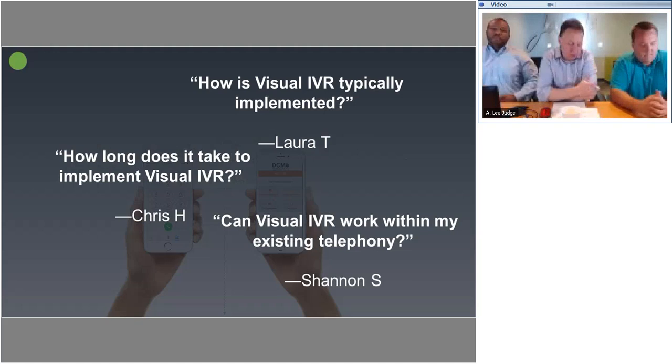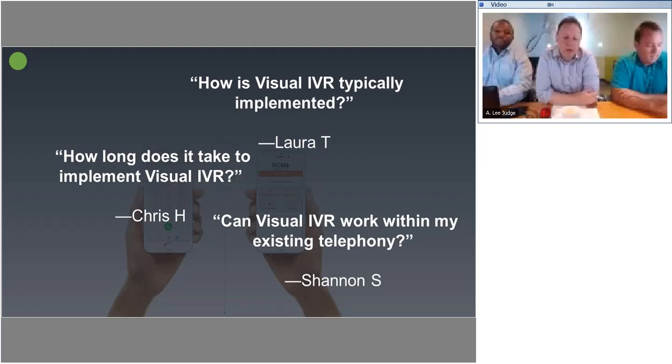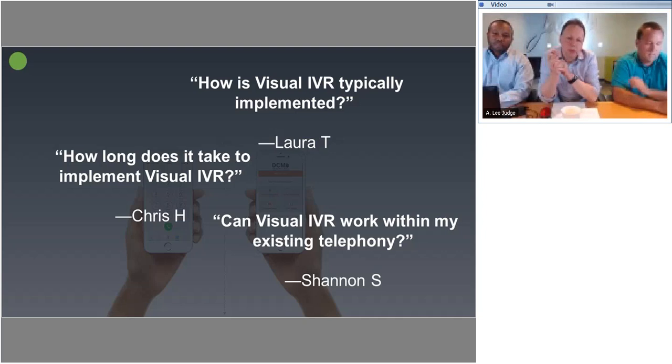The question is really regarding implementation of Visual IVR, whether it works with your existing telephony system, how long does it take, how is it typically implemented? A couple of broad questions there, but let me take a shot at that. First, I think as Dylan alluded to in the previous one, Visual IVR absolutely works with your existing telephony system, your CTI, your IVR. We don't anticipate coming in and replacing. It's not a rip and replace. It's working with what you already have. So it absolutely works with your existing telephony.